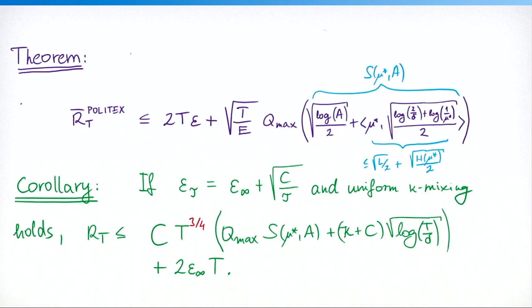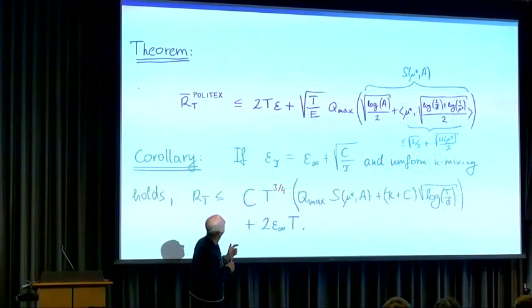And you also have this other term where you see that if you have a longer horizon and E is the number of episodes. So if you have many episodes, then that term is going to be smaller.